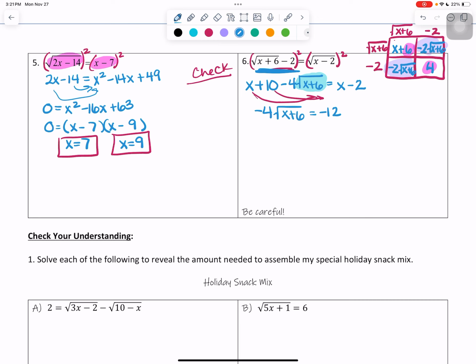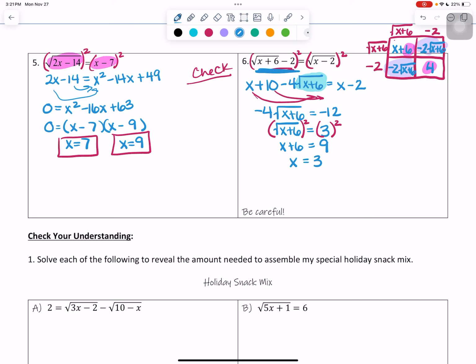All right, I still want the radical by itself. So I'm going to divide both sides by negative 4. Okay, so I get square root of x plus 6 equals negative 12 divided by negative 4 is 3. Now I have this radical all by itself, and I can get rid of the radical by taking it to the power of 2. So I end up with x plus 6. 3 squared is 9. And we finish solving for x by subtracting 6. So I get x equals 3.